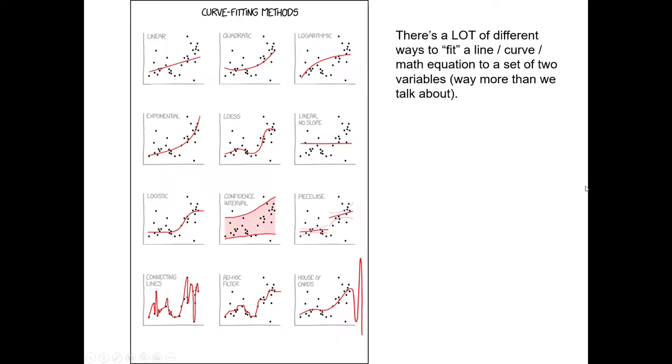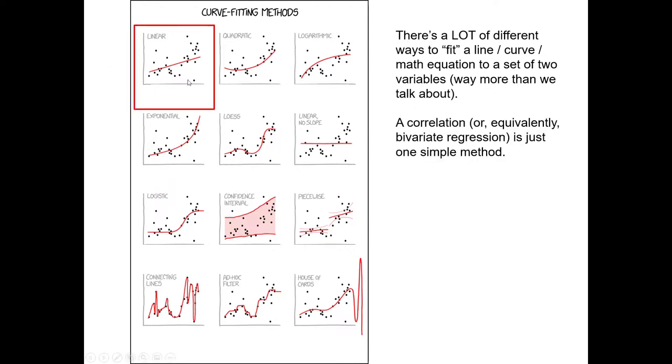Finally, keep in mind that correlation coefficients are just one way to fit a math equation between an X and Y variable. There's a variety of different curve fitting methods that we might want to use. We don't cover all of these, but they are commonly used in marketing research and analytics. The correlation here is just one simple method. Notice that each one of these scatter plots that I'm showing you here, all 12 of them, has the exact same underlying data. The pattern of the dots is the same.